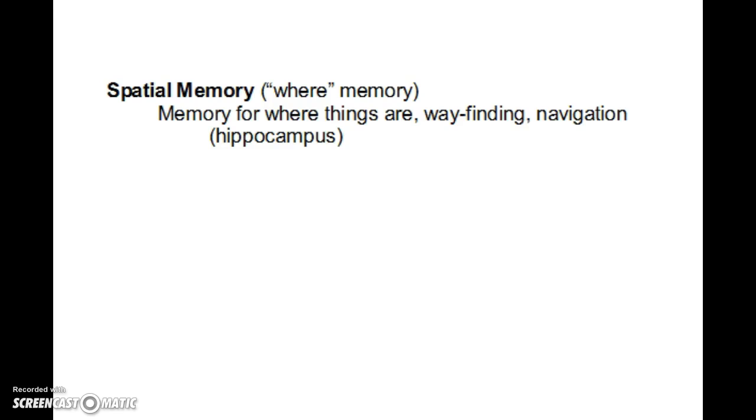One other type of memory that is important is spatial memory. You might think of this as your where memory, and this is memory for where things are or where you are. And it can be important for wayfinding and certainly navigation. Knowing how to get from point A to point B, you're going to use spatial memory. And animals use this memory as well. This also requires a healthy hippocampus, and if you have damage to your hippocampus, your spatial memory is seriously impaired.